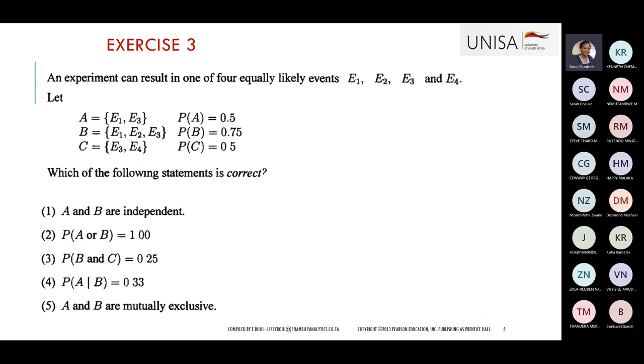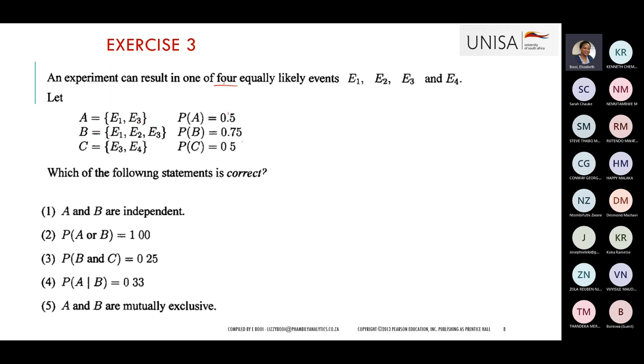An experiment can result in one of four likely events that can happen, and these are the events. And they say, let A be the event where events one and three happen. We know how you can calculate the probability of A because there are two outcomes out of one, two, three, four, five, six, seven. It's two out of seven. Sorry, there are four. Two out of four. My bad. I counted these events; you should count these events. There are four of them. There are only two. 2 divided by 4 gives you 0.5. 3 divided by 4 gives you 0.75. 2 divided by 4 will give you 0.5 for event C as well.